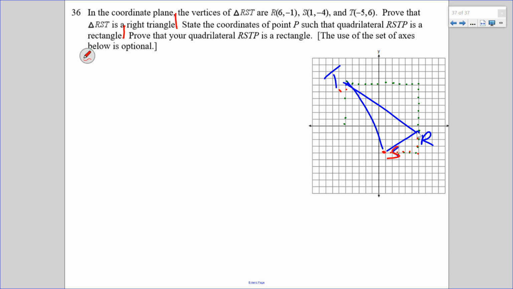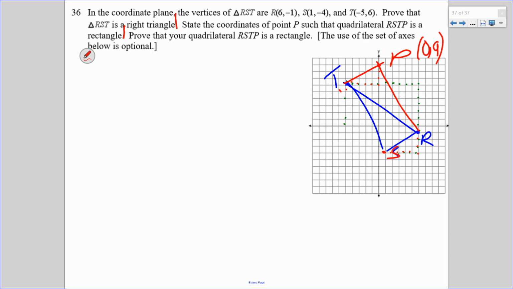So I'm going from S to R, so that's 1, 2, 3, 4, 5, 1, 2, 3. That makes it a rectangle. Hopefully, visually, you can see that. Again, using a straight edge is going to make it a lot easier to see. It says to state the coordinates: 0, 9.